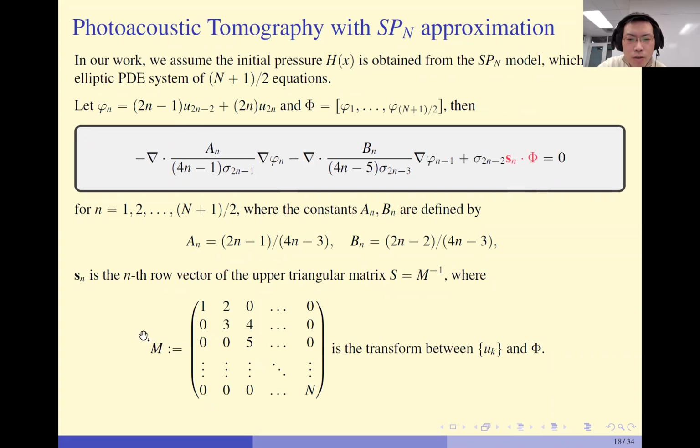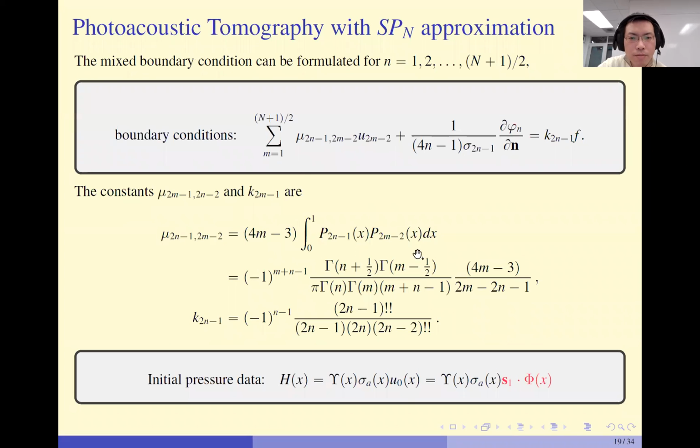That is, this S_n will be the nth row of the inverse of this matrix, and this matrix is just an upper triangular matrix. This is a kind of nasty formulation, but it will be used later in the analysis. So this system is coupled with this boundary condition, which is a vector-valued Robin boundary condition, and you can show it with the initial pressure formulated with these new variables.